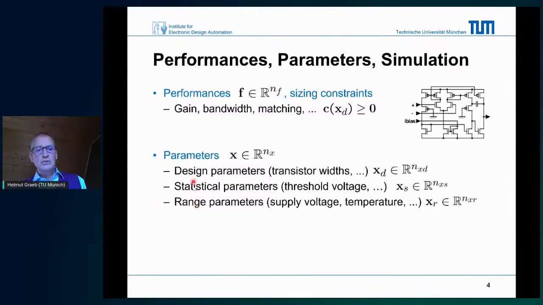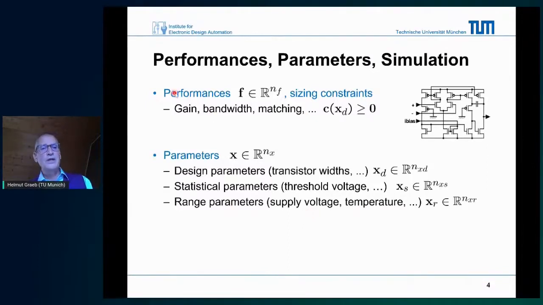Now, these two together are also called PVT parameters, right? P for process, and VT because it's mainly the supply voltage and the temperature, which are range parameters, right? The circuit must work between, whatever, minus 40 and 100 degrees Celsius.